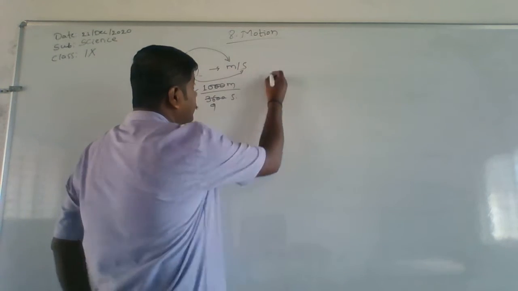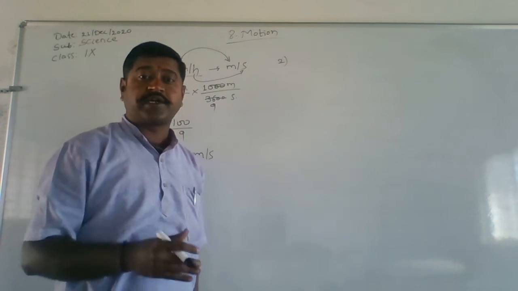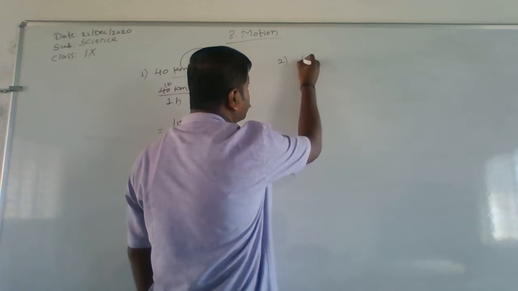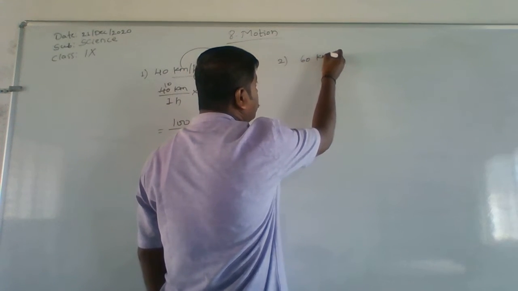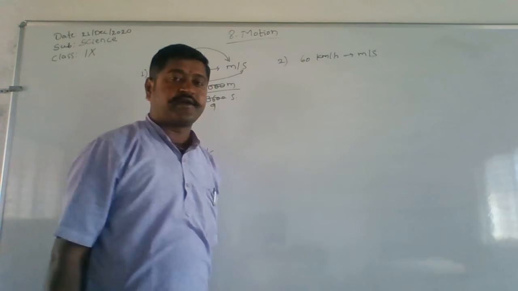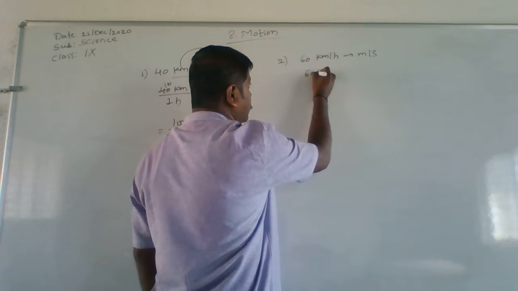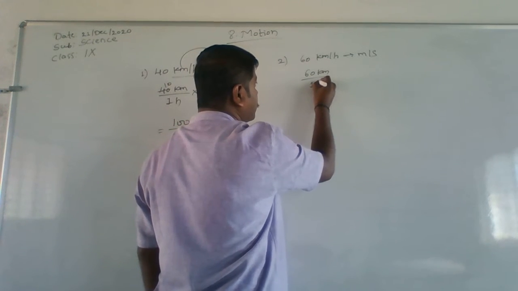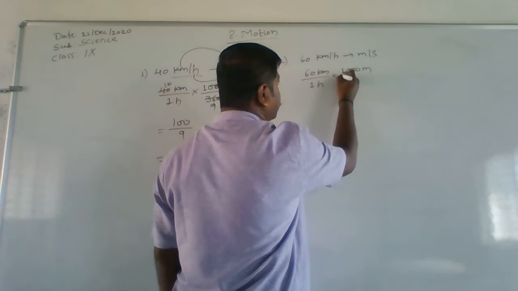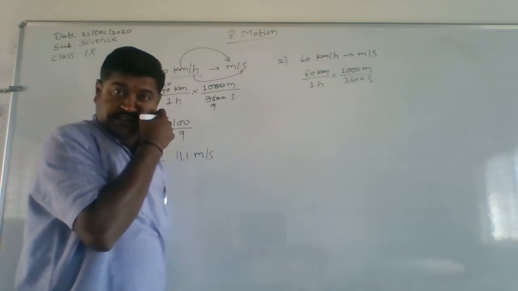So now, I don't exactly remember what examples I had given, but I am guiding how to convert it. For example, take another one. 60 kilometer per hour should be converted to meter per second. Now what to do? 60 kilometer by 1 hour. That is nothing but 60 kilometer means into 1000 meter. 1 hour means it is into 3600 seconds.